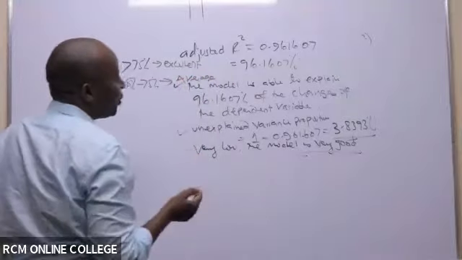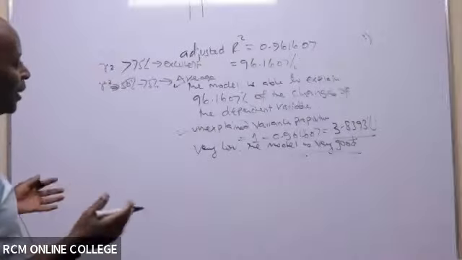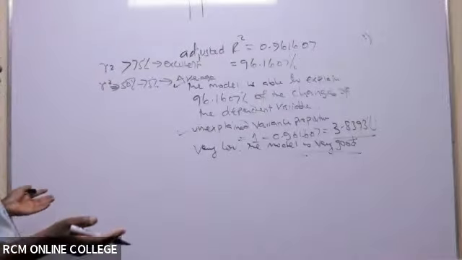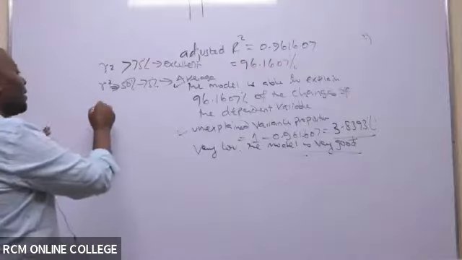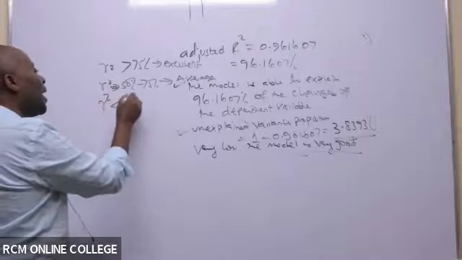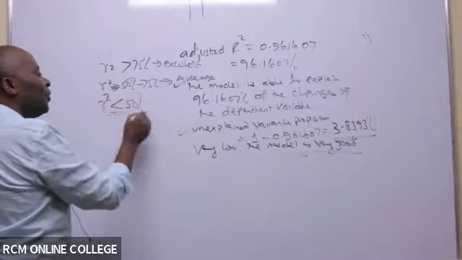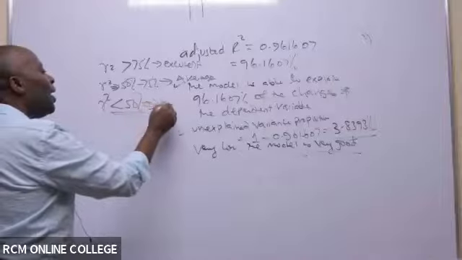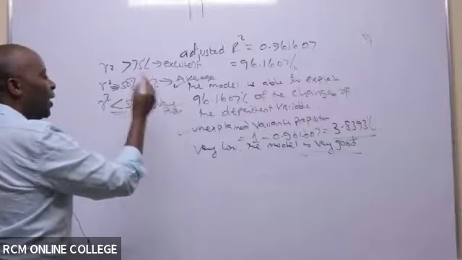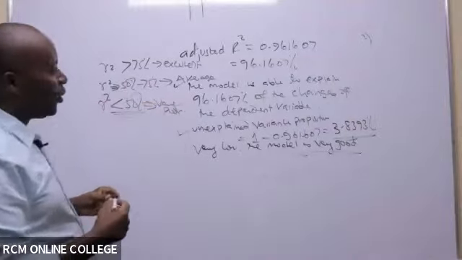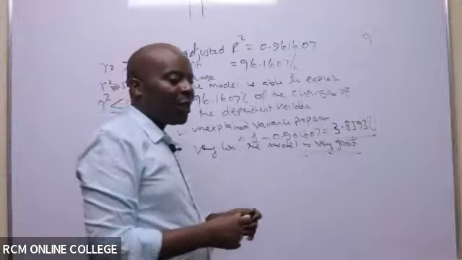Average. So it's a model that is averagely good. All right. And anything in this case here, ladies and gentlemen, that is less than 50, if R squared is less than 50%, this is very, very poor. Very poor model. Don't use it for prediction.